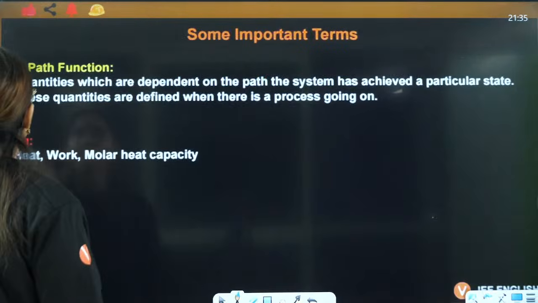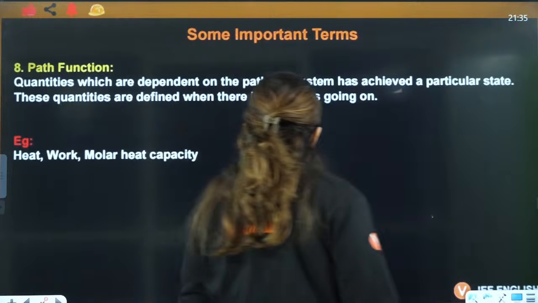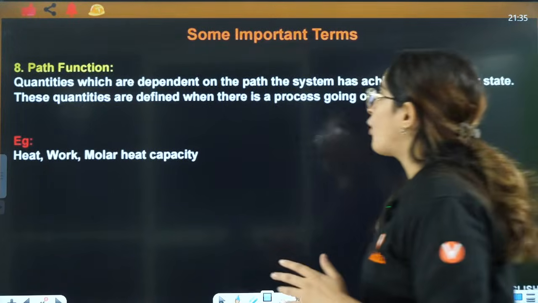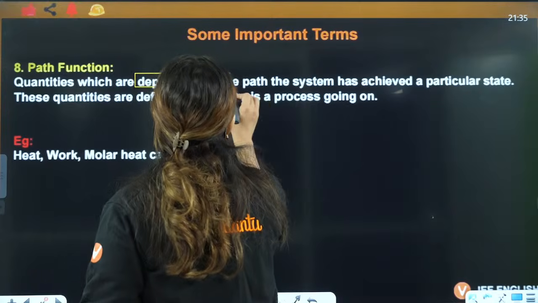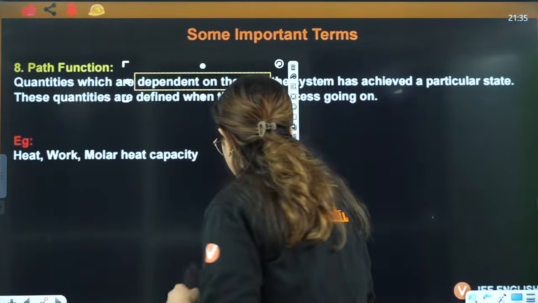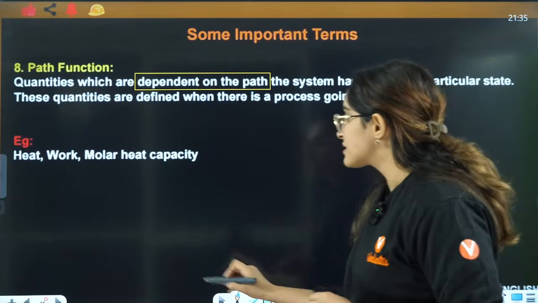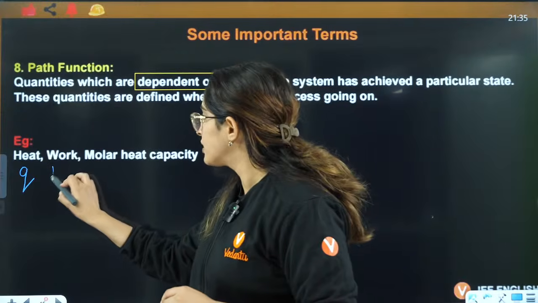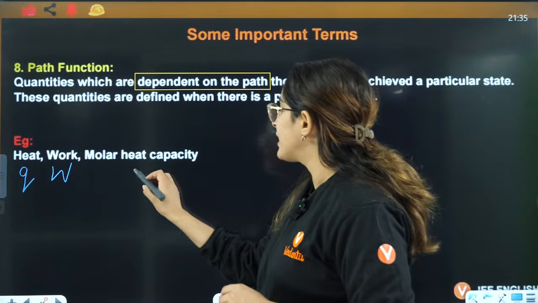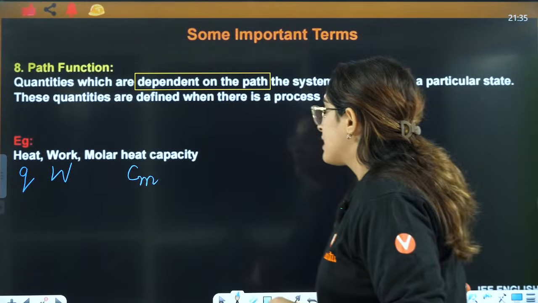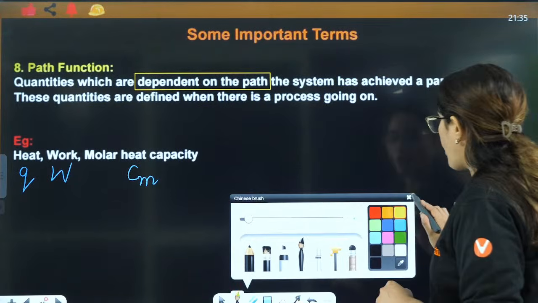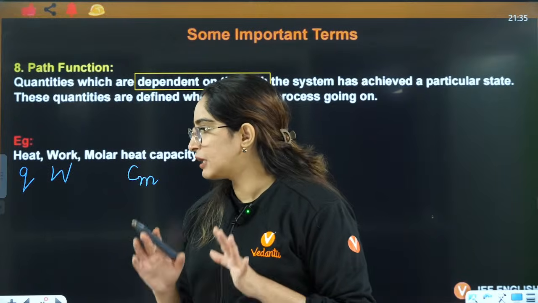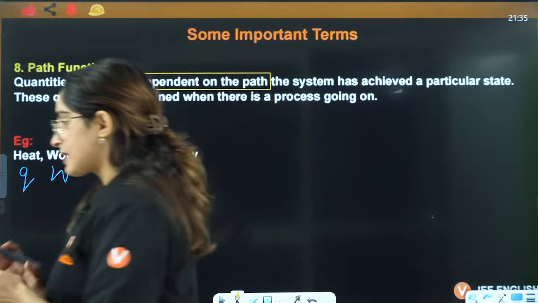Okay. Then if you see path functions, right? Path functions are quantities which depend upon the path, right? So there are two very important quantities that depend upon the path. First is heat, that is represented by Q, and work, right? Then molar heat capacity, that is Cm. These are dependent upon the path that you have taken, right everybody? Okay, yes.